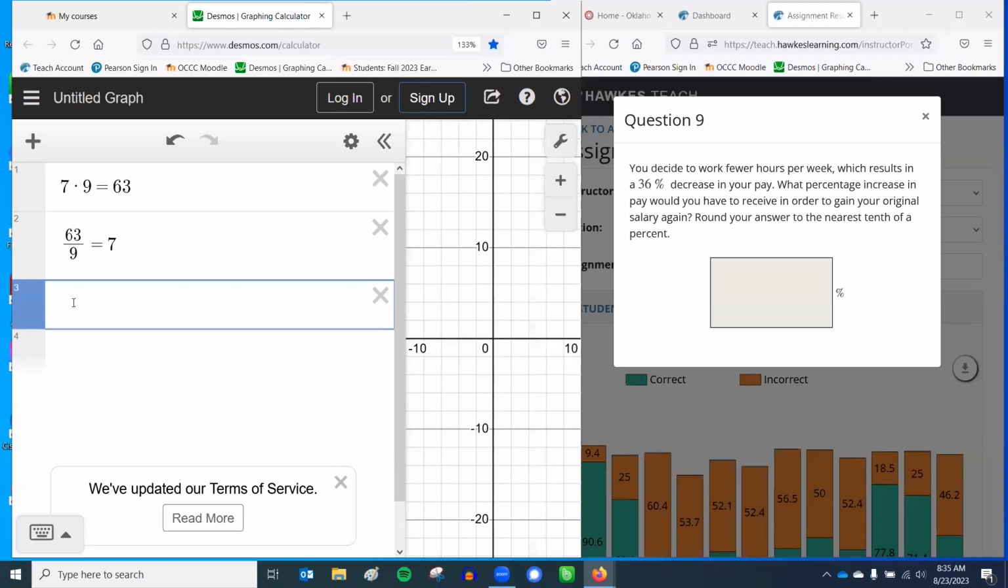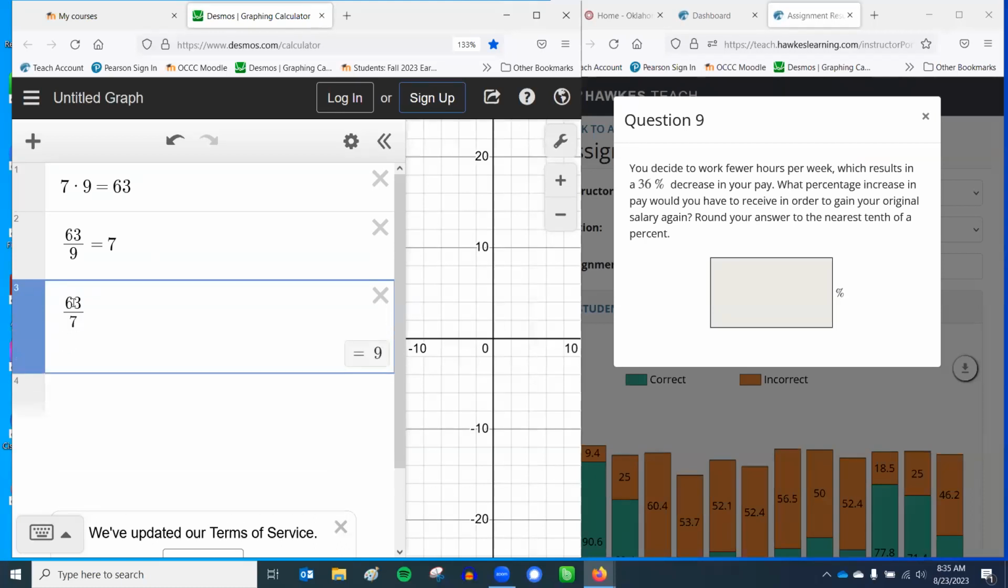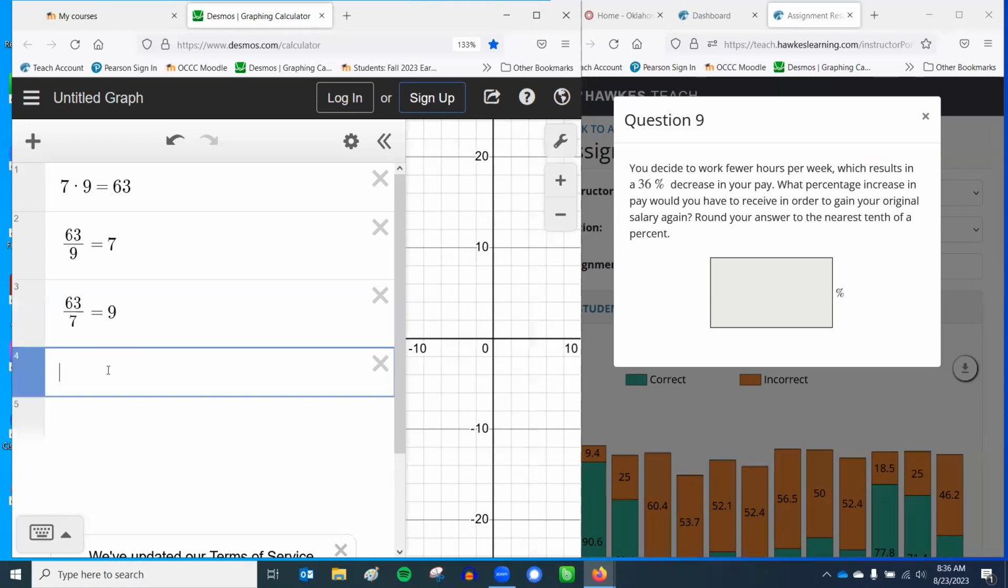Or you could write it as 63 over 7. There's the answer right there, equals 9, like that. So you can rewrite division things that way, right?